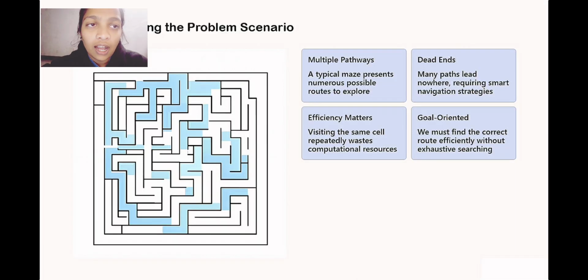Understanding the problem scenario, if we take a path randomly, it may have multiple pathways and could lead to a dead end. So instead of selecting a random path, which wastes resources and our time, we can select a goal oriented path, where we first set up a goal, and with the goal we find the path. So it will be very efficient.